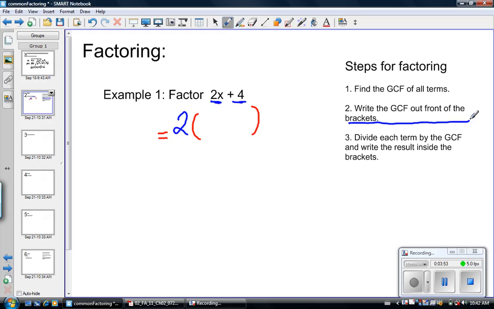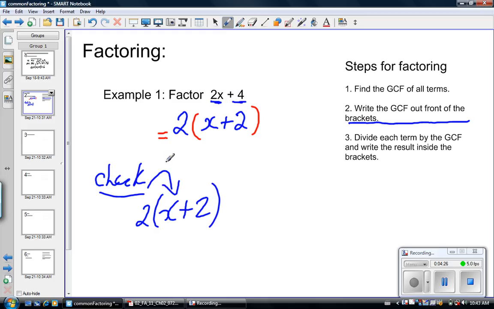After that, we do the third step, which is to divide each term by the greatest common factor and write the result inside the brackets. So we're going to take 2x and divide it by 2. 2x divided by 2 is just x. Positive 4 divided by 2 is positive 2. Then we can do a check to see if that works out. The check is to expand the result back into the expanded form. So if we have 2 times (x plus 2), 2 times x is 2x, and 2 times 2 is 4, and that checks out.